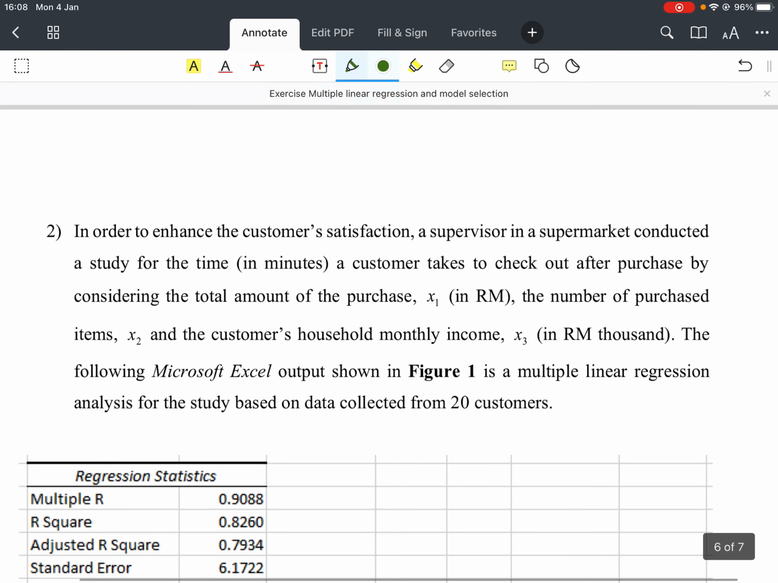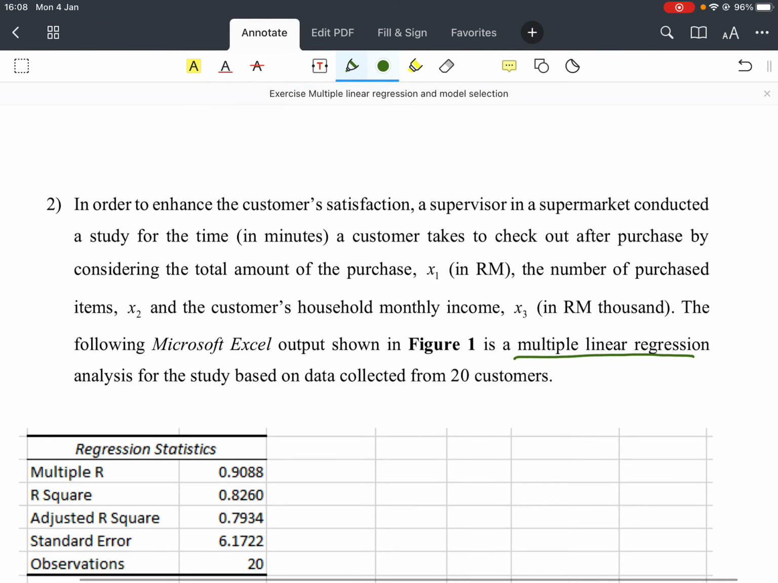In order to enhance customer satisfaction, a supervisor in a supermarket conducted a study of the time in minutes a customer takes to check out after purchase, considering the total amount of the purchase, the number of purchase items, and the customer's household monthly income. The following Excel output in Figure 1 is a multiple linear regression for this study based on data collected from 20 customers. So, n equals 20.